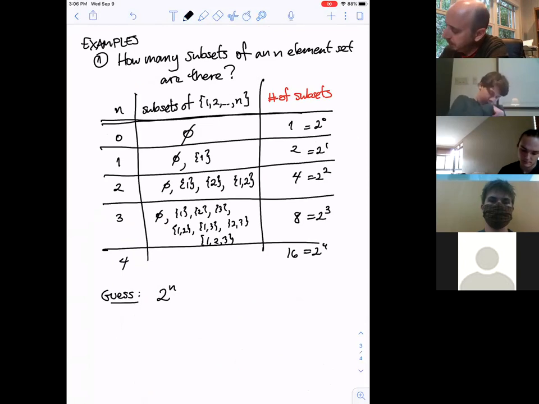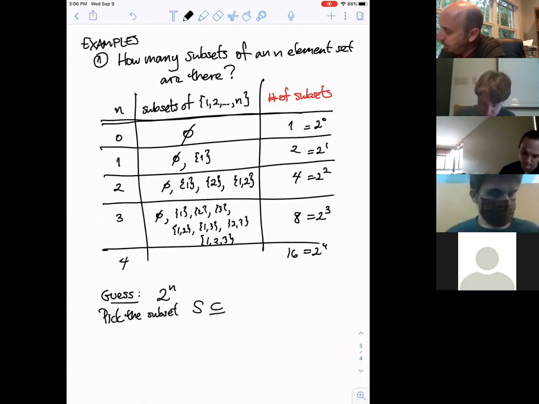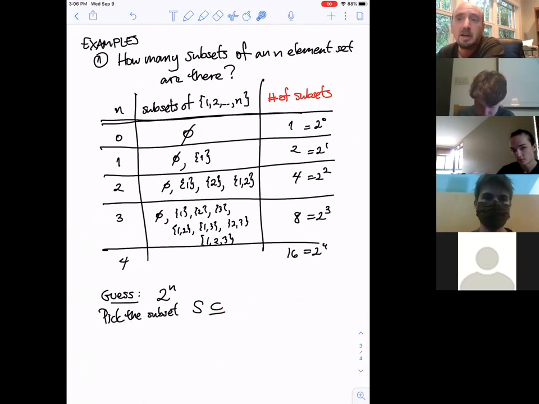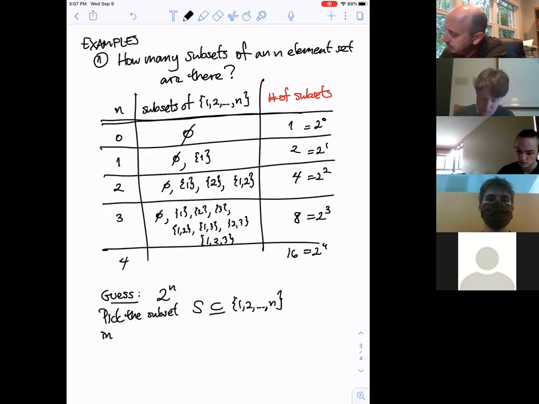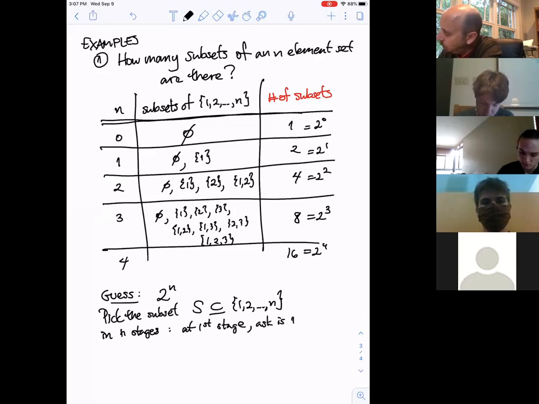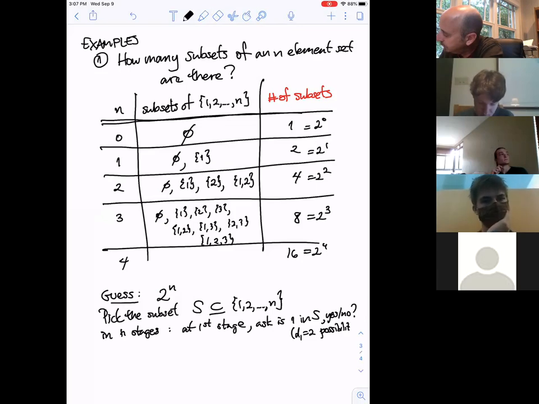So we're going to think about picking the subset S. So it's a subset of, there's a symbol I'll use. Subset of could be equal, right? When I write it with this extra line down there, I'm just trying to emphasize that S could be equal to the full set 1 through n. Could be empty, could be the full set. And you can pick it in n stages. At the first stage, I'm just writing what I was saying. Ask, is 1 in S? Yes or no? And so the possibilities are D1 is 2. It's that yes or no is the possibilities.